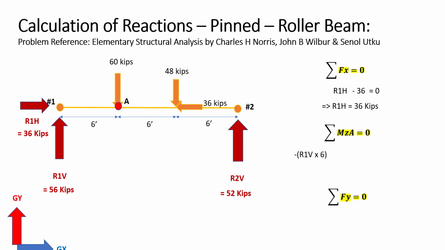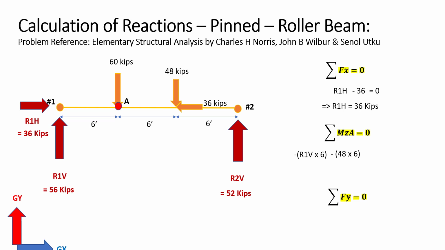And what would be that moment? The distance of that reaction R1V is 6 feet, and thus the moment would be minus R1V into 6. Why is it a negative sign? Because it creates a clockwise moment from the assumed direction of R1V. Of course, we will find out later that the assumed direction is correct.